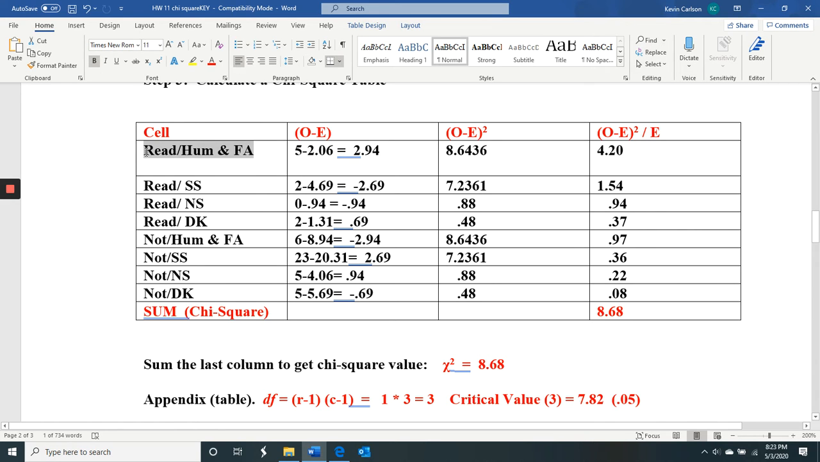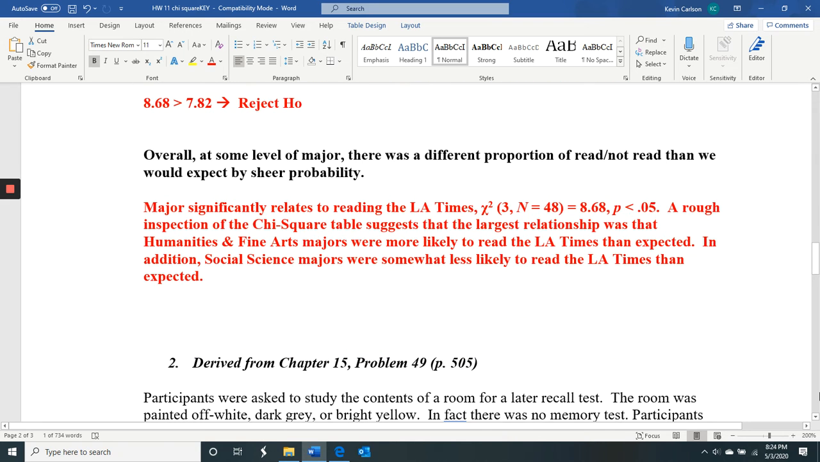And so reading the LA Times and being Humanities Fine Arts is the cell we need to look at. We need to look here where the direction is. So there's actually more Humanities and Fine Arts majors who read the LA Times than we expected. And then this one is small, but we can also mention it. So this is the cell for reading the Times and social science majors. So again, we have to look here. So there's fewer social science majors reading the LA Times than we would expect based on just simple probability. Those seem to be the 2 things going on.